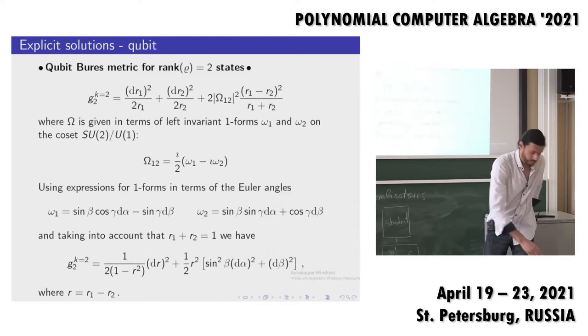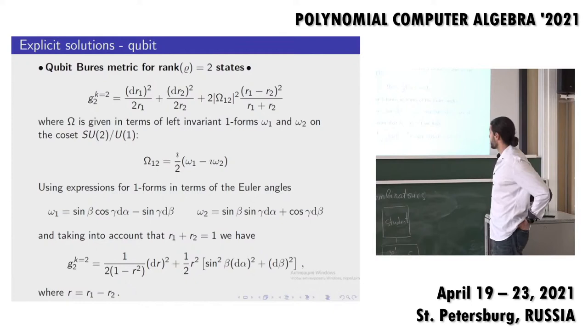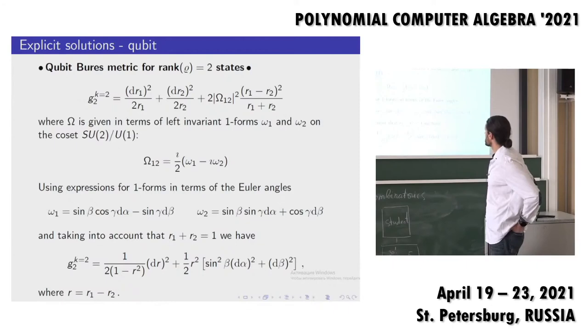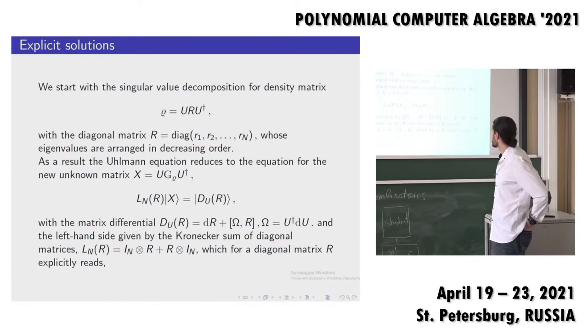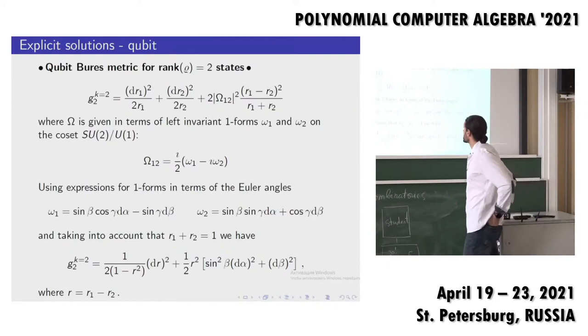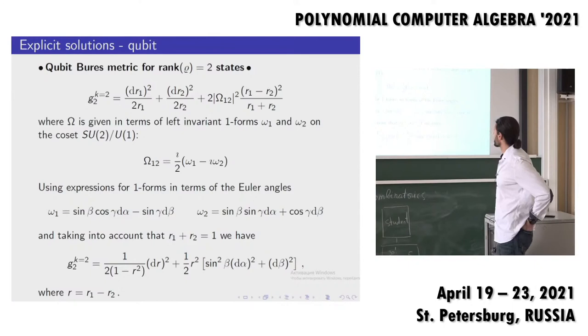Okay, so as for the explicit solutions, qubit and qudit are the two cases of interest. So again, the goal was to receive the metric. If we solve this system of linear equations, in the case of a qubit, for density matrices of rank 2, we receive such a result.